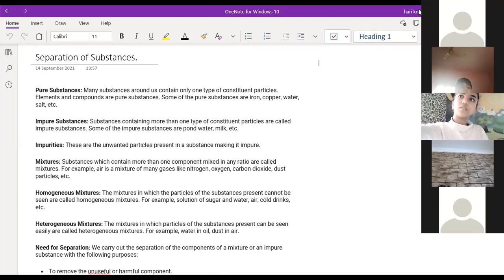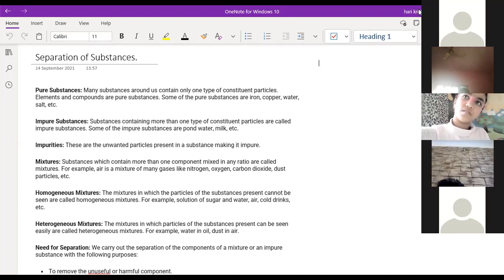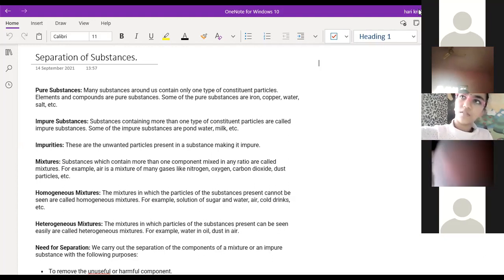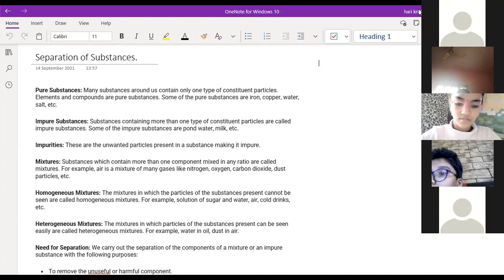Sir, the different separation techniques are hand picking, threshing, sieving, and winnowing. Very good. Yeah, Ashwath. Sir, threshing, sieving, winnowing, handpicking, sedimentation, filtration, decantation. Evaporation also, sir, separating salt from seawater. Okay, very good. So all these separation techniques we'll study in this chapter, okay?